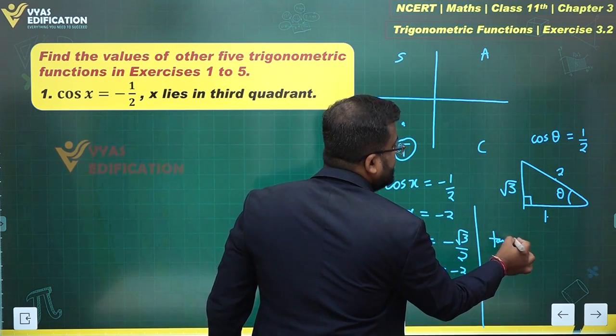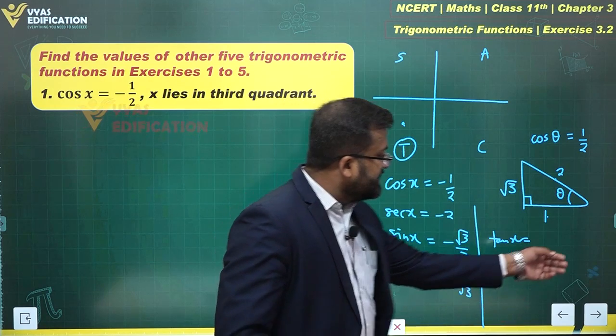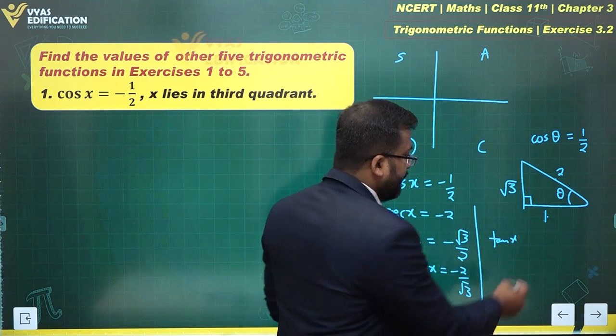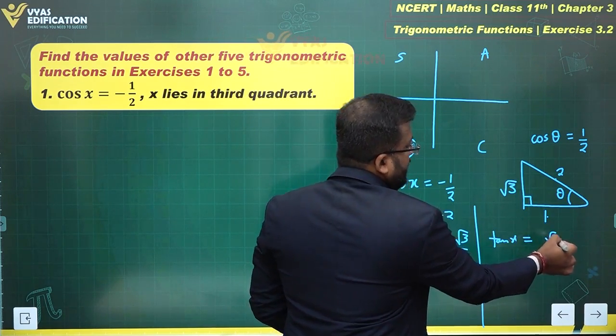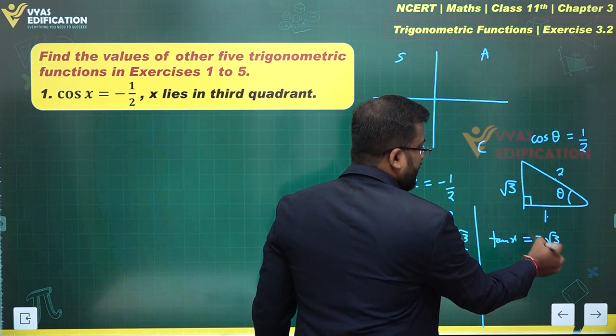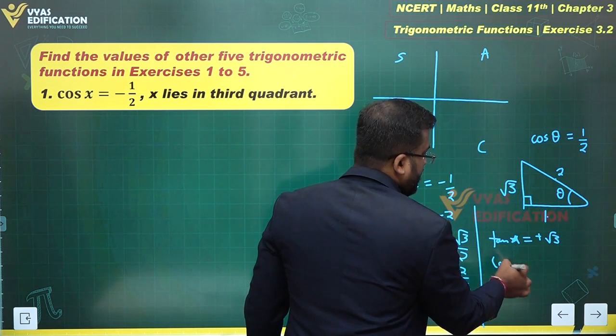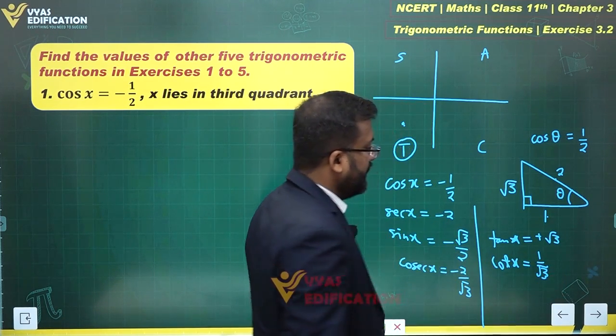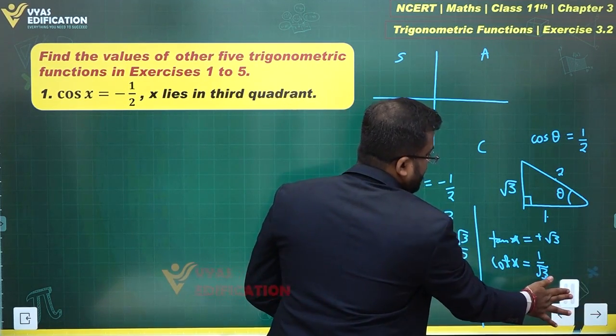Tan x will be simpler. Tan x, what is tan x equal to? Now tan x over here, as you may clearly observe, would be equal to root 3, but with a plus sign, because this lies in the third quadrant. Tan x is plus root 3 and cot x is 1 by root 3. This is what you get. Cot x would be 1 by root 3.